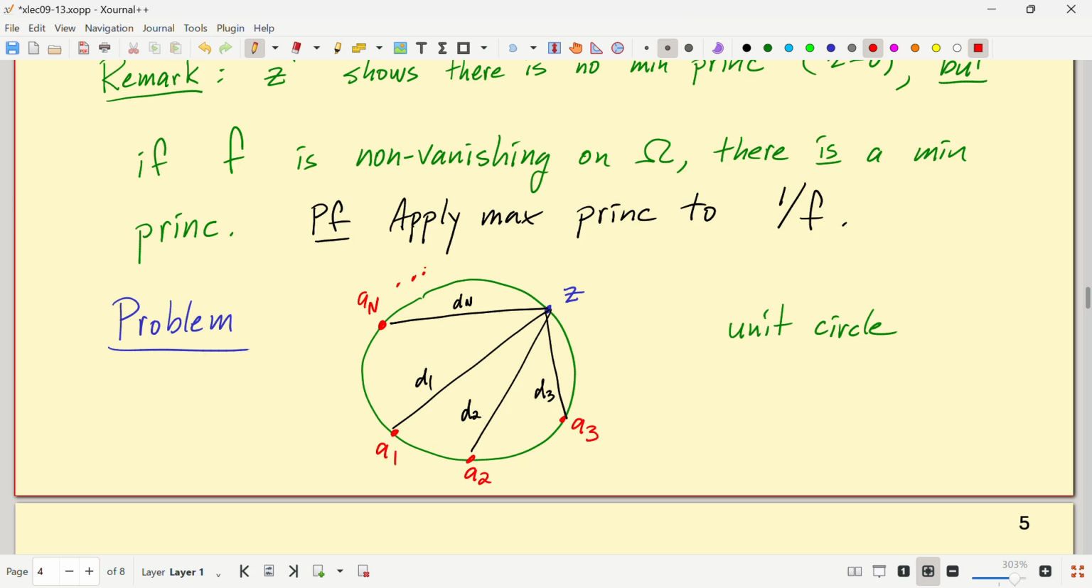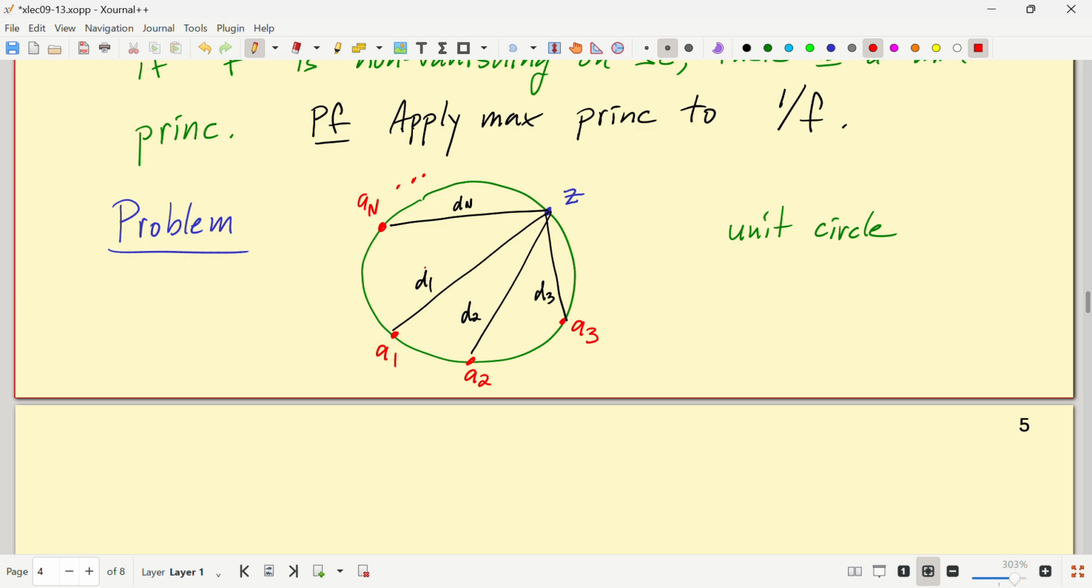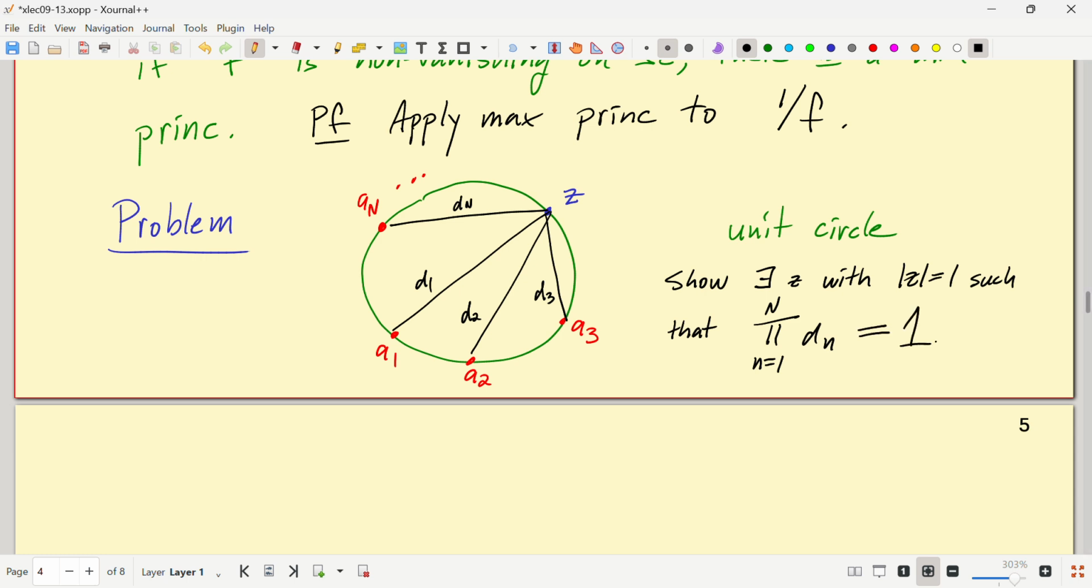And the problem is to show there exists a Z with the modulus of Z being 1 such that the product of those D's, n equals 1 to capital N, of the D sub n's is exactly equal to 1. Okay. And we're going to use the maximum principle to do that.